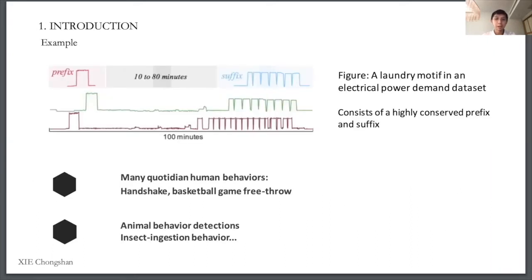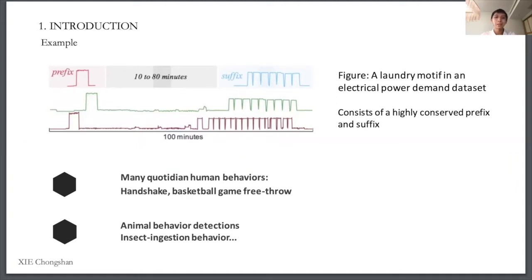Here are a few examples. The figure on the left-hand side describes a laundry motif in an electric power demand dataset. It consists of a highly conserved prefix and suffix. It can be used for many quotidian human behaviors, such as handshake and basketball free throw, given the acceleration sensor data. It can also be used in animal behavior detection, such as insect ingestion behavior.